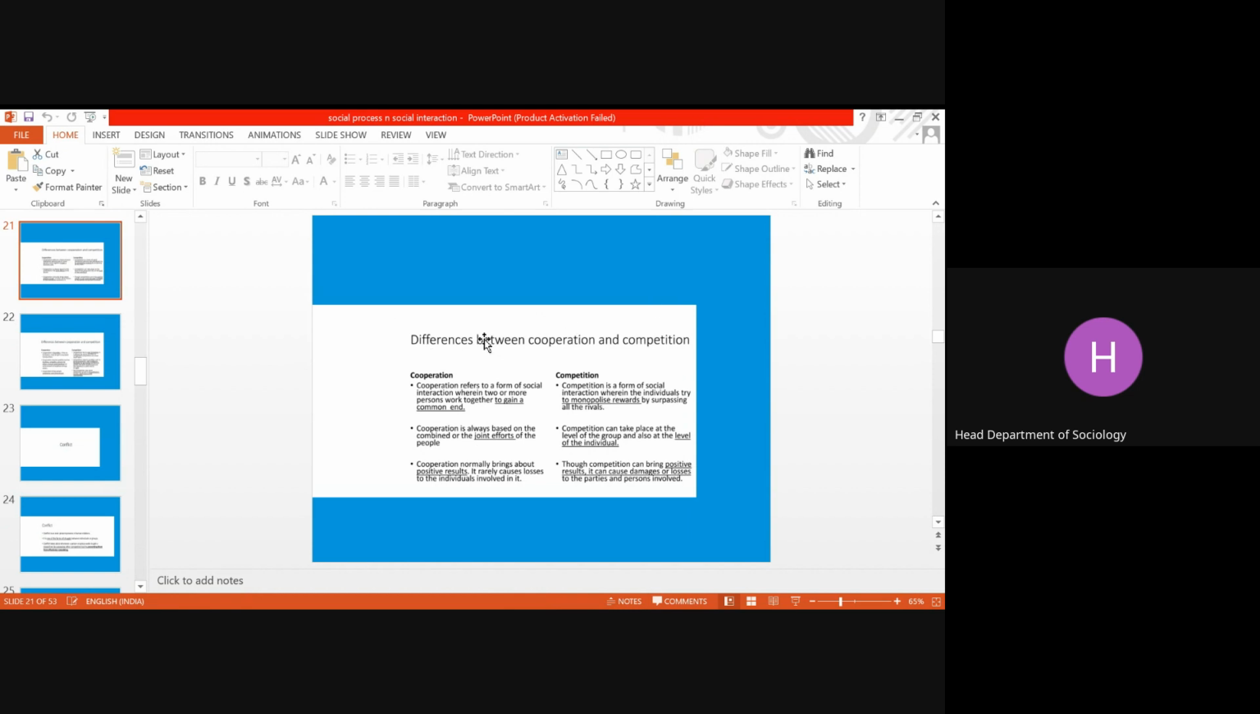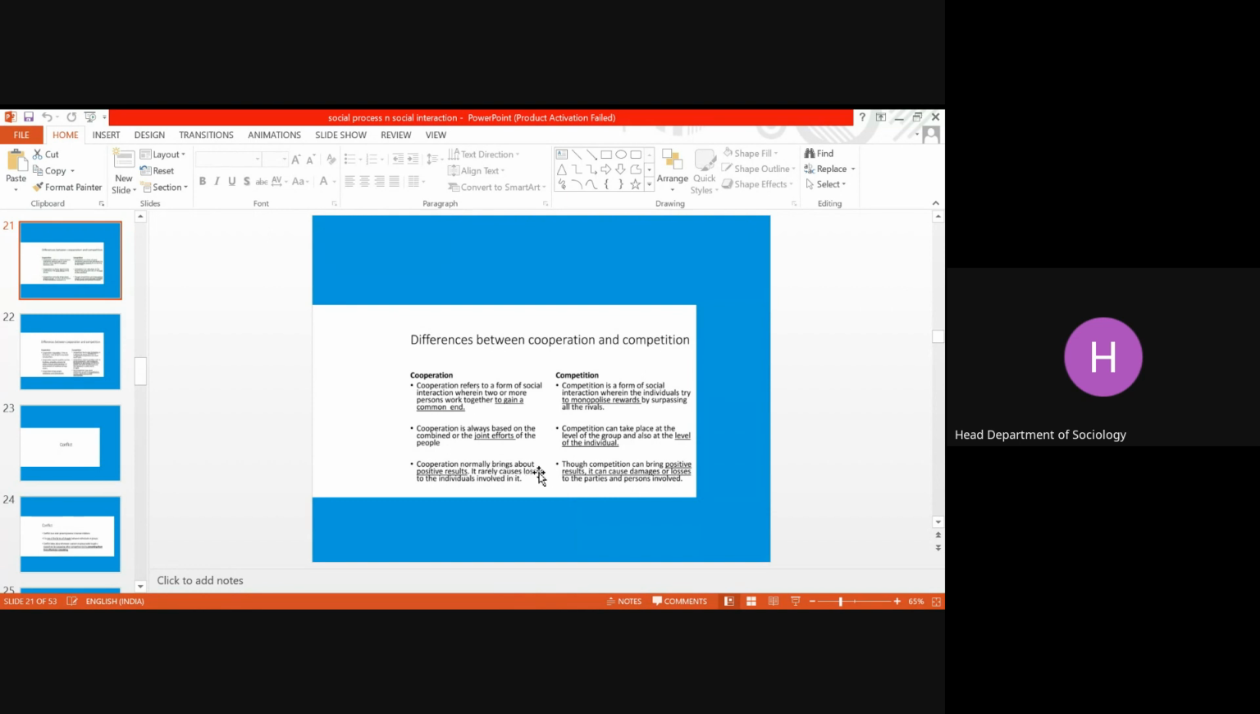We have the difference between cooperation and competition, right? So if you see, cooperation is also for a common end. Here, with the help of a group of people, the people can complete the task. But in competition, the individual has to work hard and tries to monopolize the rewards. Cooperation is always based on combined or joint efforts, but competition can take place at the level of groups and also at the level of individuals. I have already done competition and cooperation, so there is nothing to explain. I'll just read it so that you can have a glance at it.